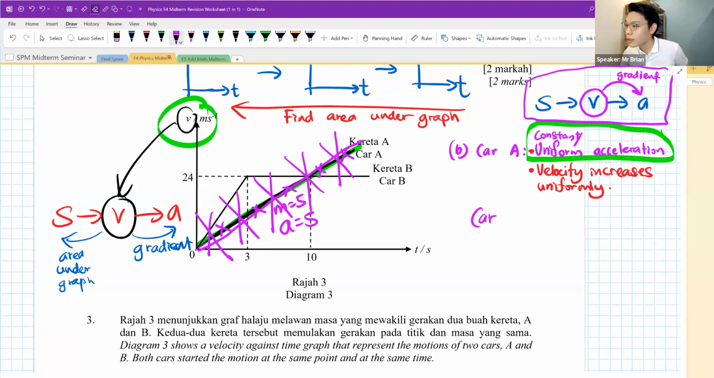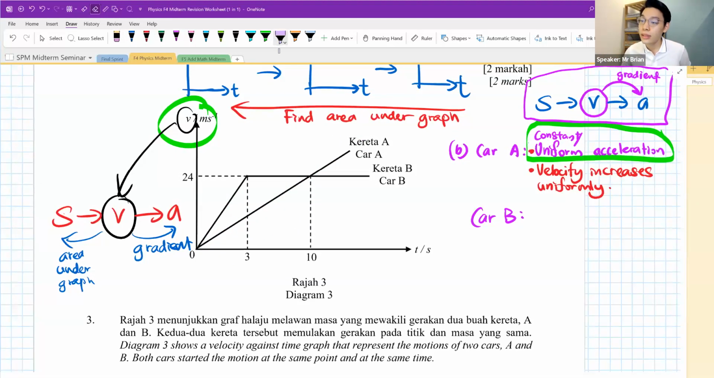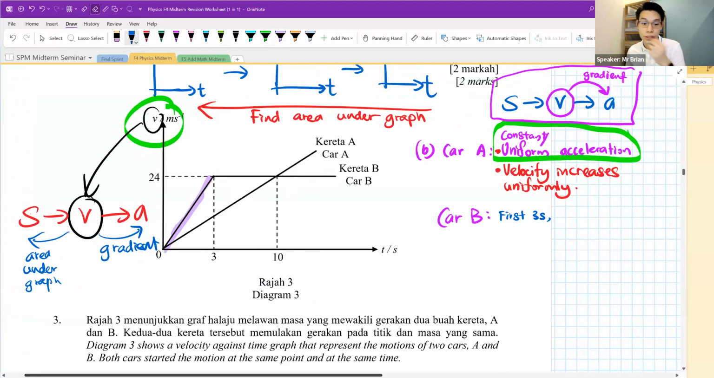Next one, car B. Car B a bit more complicated. You have the front part same, front part same. Maybe I say first 3 seconds, or 0 to 3 seconds. Yeah, accelerate uniformly. Or you can say velocity increase uniformly. So same as the previous answer.